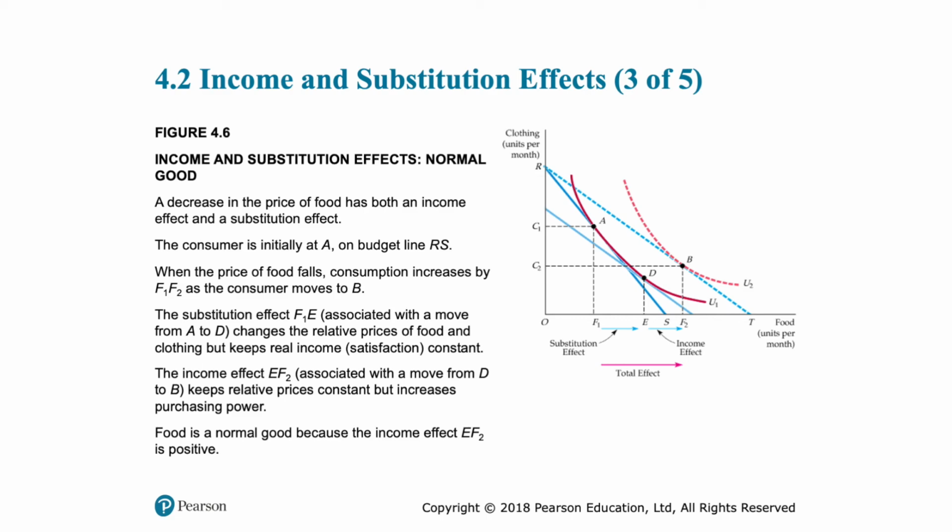Budget constraint, movement from here to here, here to here, right? Purchasing power or income increase from here to here. So movement of D to B, or EF2, is the income effect. Okay? Food is a normal good because the income effect is positive. Here to here, income effect is positive, right? So food is a normal good. Okay, I'd like to summarize using something like this.